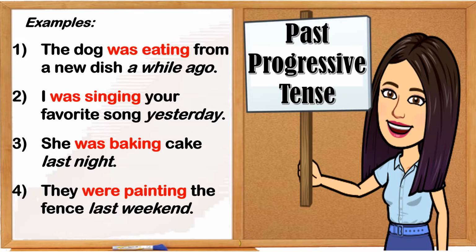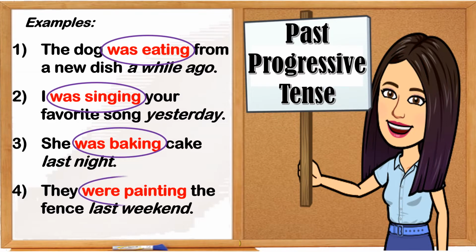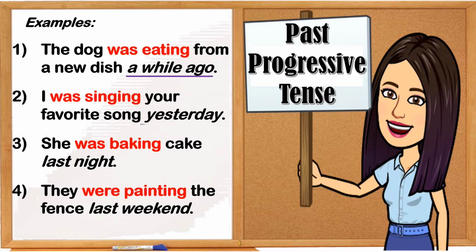The verb phrases was eating, was singing, was baking, and were painting are in the past progressive tense. The expressions a while ago, yesterday, last night, and last weekend are used to indicate past time.